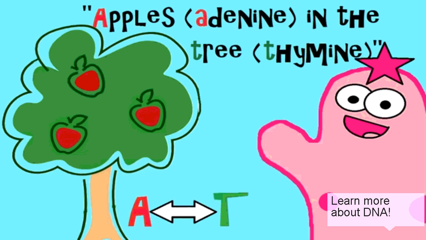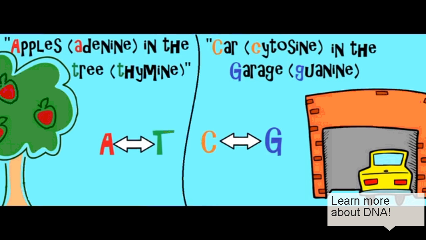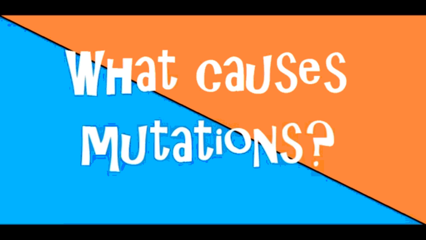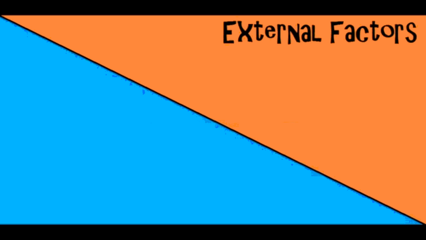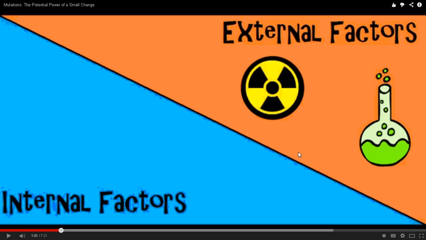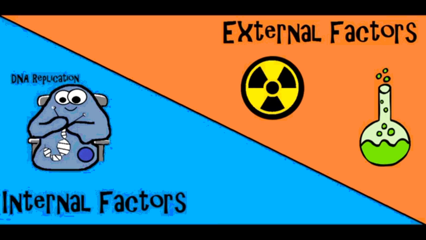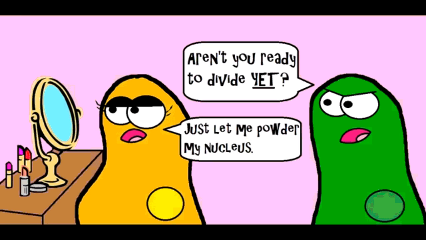So how does a change happen? Remember that in DNA, the base adenine A goes with the base thymine T, and the base cytosine C goes with the base guanine G. That's all good, but what happens if the wrong base matches up? Many things can cause an error like that. There can be external factors, like chemicals and radiation. Okay, we need to know these. What are things that can cause mutations? Chemicals, radiation, and things too, like something going wrong during DNA replication, during interphase. Interphase is a stage that prepares cells to divide during mitosis.